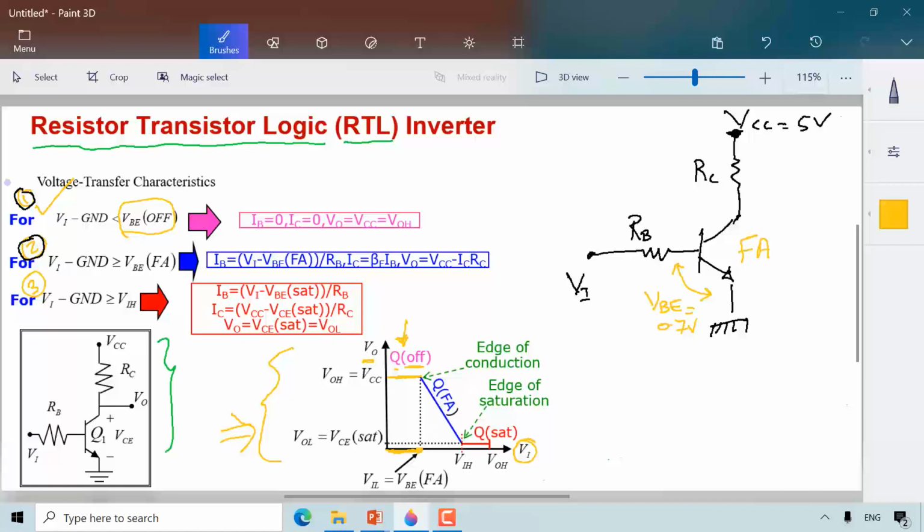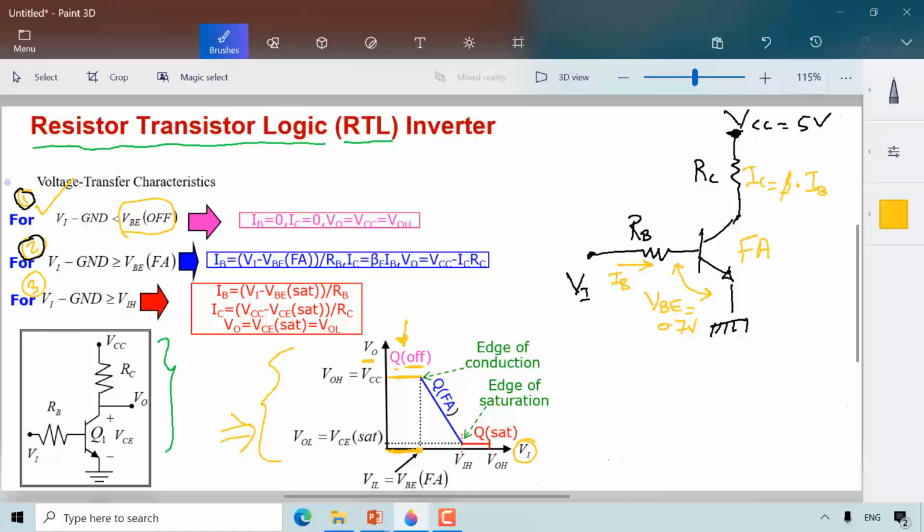And in this state, what happens? I know that IC, the current through the collector, equals beta times the current through the base. But what is the current through the base? Well, the current through the base is simply the subtraction between VI minus VBE.